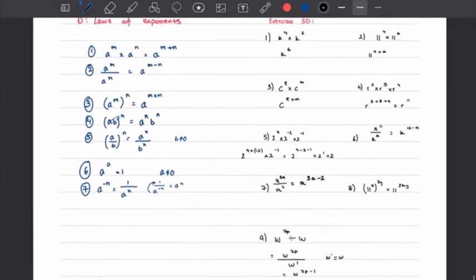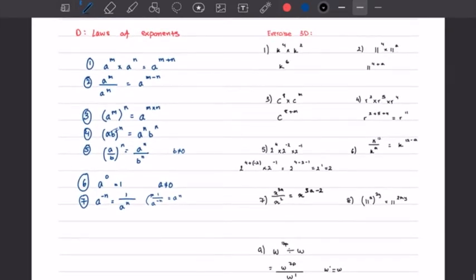Check how many you got right. If you don't understand them, put in the comments. Redo them if you don't get them or got them wrong. But these are fairly simple. I've just taken very few questions from exercise 3D. There are many more questions, so I recommend you do those questions just to get a very good understanding and a base of how the laws of exponents work.